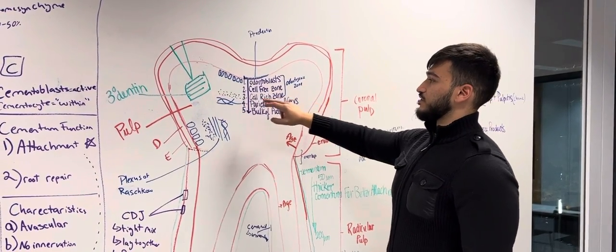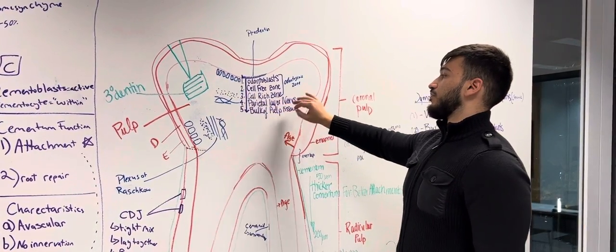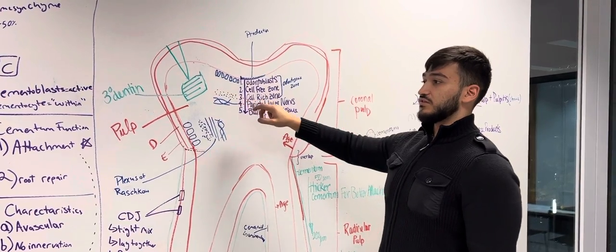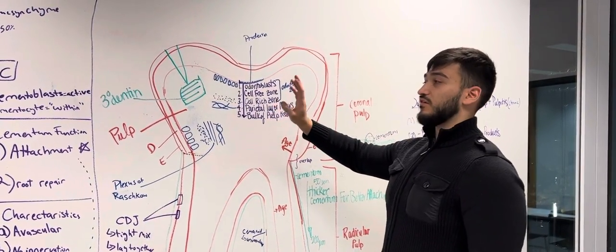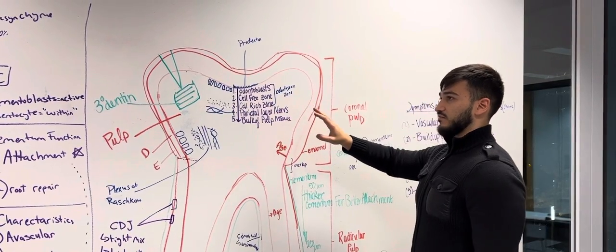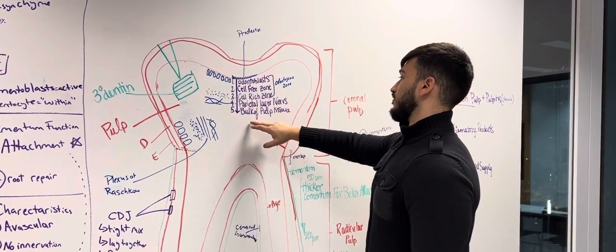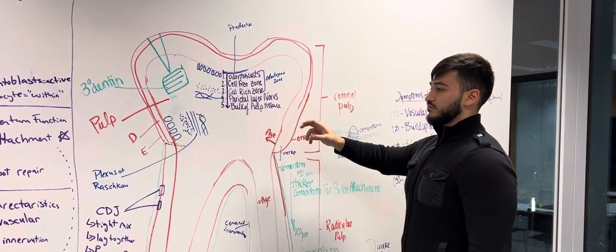Then we have the cell-rich zone. We start getting cells again. Then the nerves, remember, this is still the loose connective tissue here, which is 75% water and 25% ECM. Then we have the bulk of the tissue.